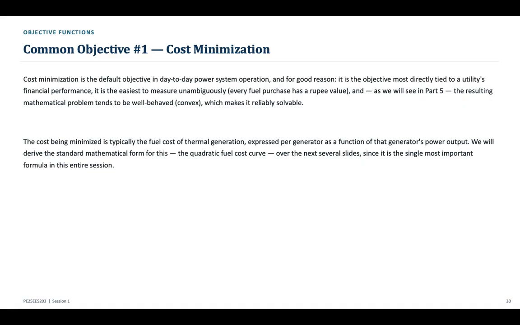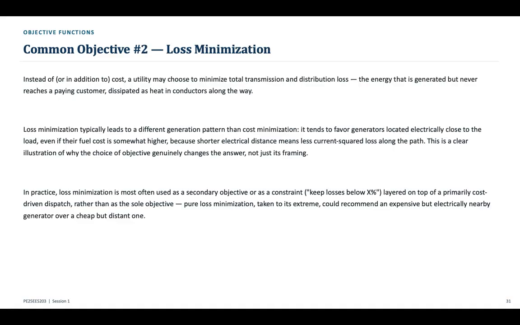So, the cost being minimized is typically the fuel cost of thermal generation, expressed per generator as a function of the generator's power output. So we will derive the standard mathematical form for this, the quadratic fuel cost curve, over the next several slides, right? Since it is the single most important formula in this entire session for us today.